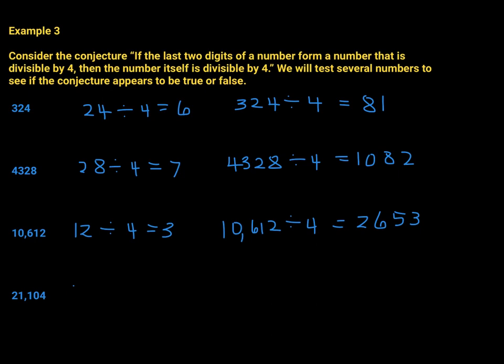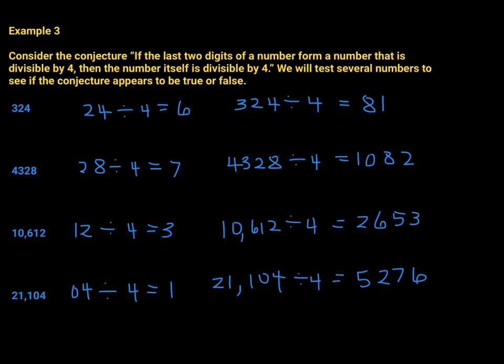21,104. The last two digits are 04, which is just the number 4, right? Is divisible by 4. Of course, it's divisible by itself. The number itself, according to the conjecture, 21,104, must also be divisible by 4. And you can confirm that it's true. It's 5,276, that's the quotient, with remainder 0. So in each one of these cases, and of course, we must keep in mind we've only checked 4 numbers. Does that mean it's true for every single number?